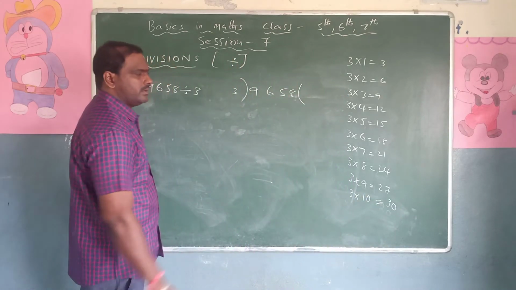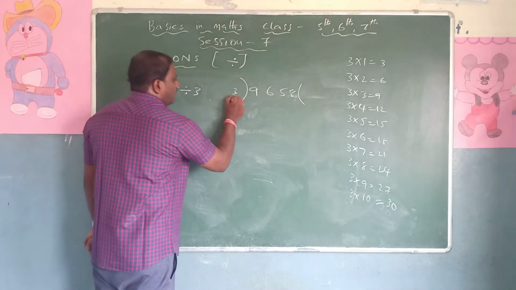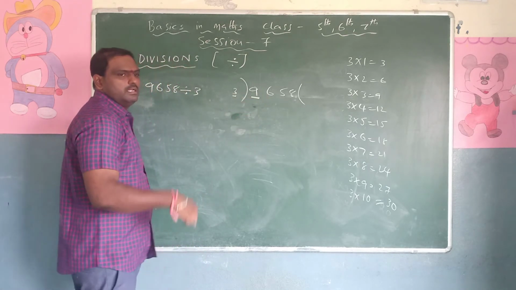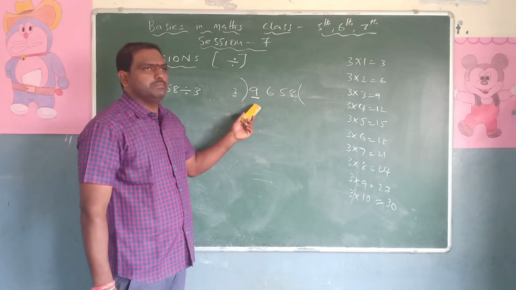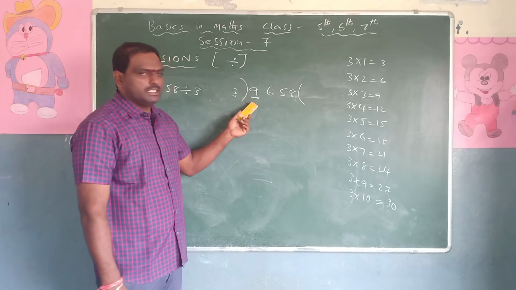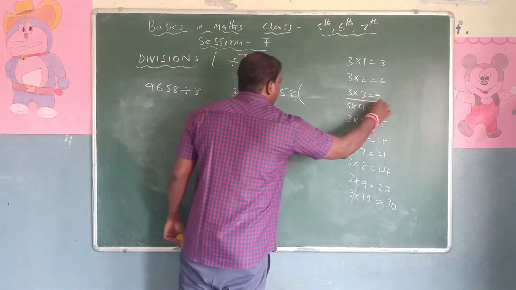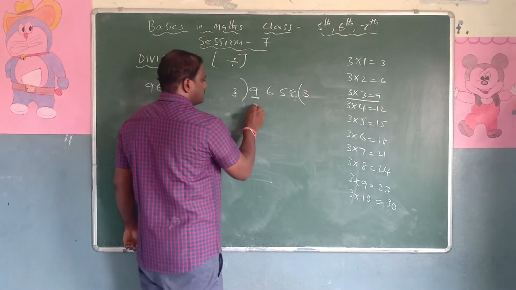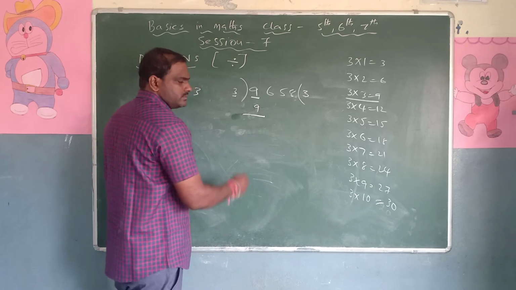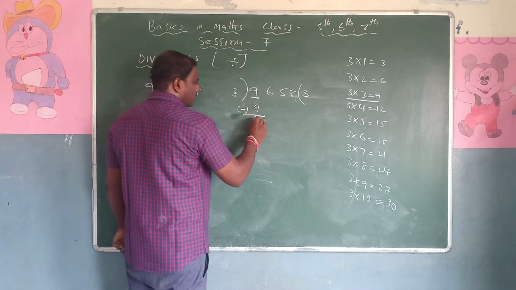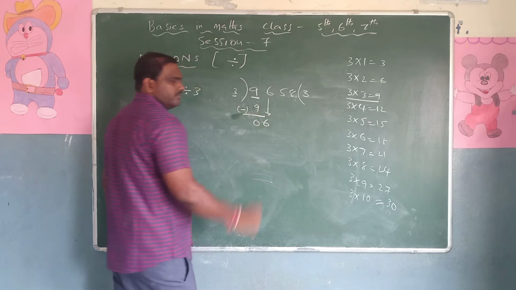Diction must also be important. Now, how many digits? 1 digit. Next, what is the point? Whether it is big or not. Yes, it is big, then we can proceed. Now, how many times? 3 threes are 9. Next, what do I have to do? Subtraction. 9 minus 9, 0. Then, 6 to be carried forward.